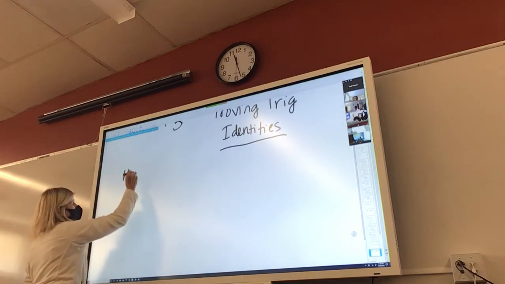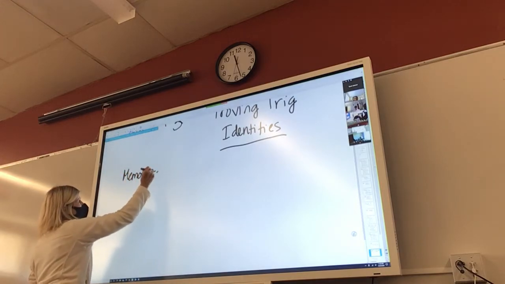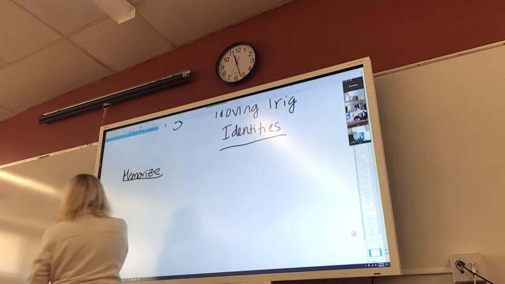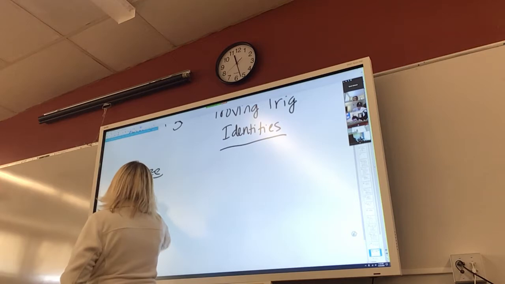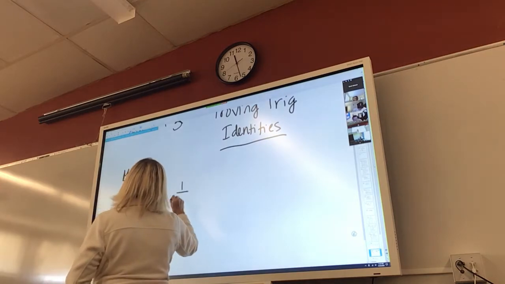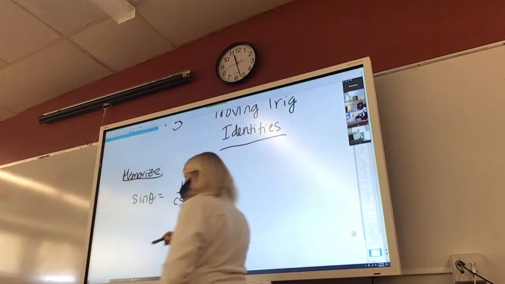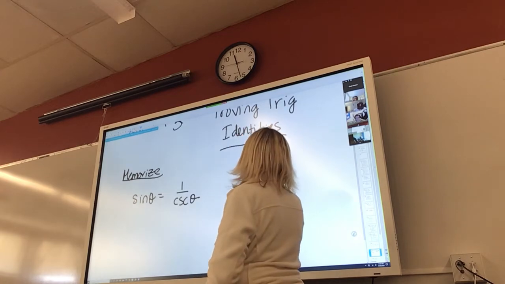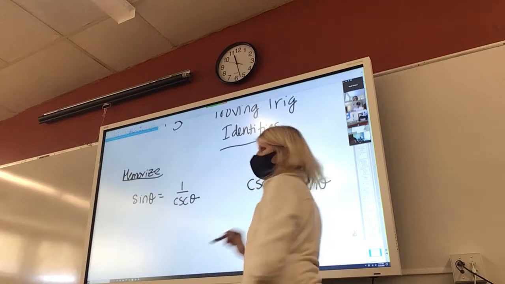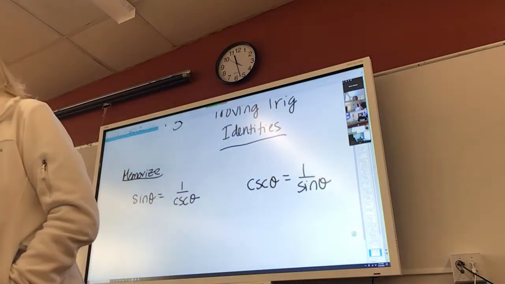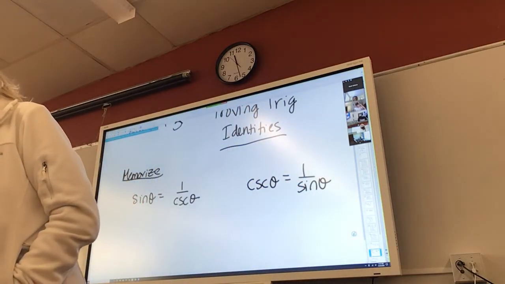Memorize. You need to memorize all of what I'm going to give you, okay? So, you know that sine of theta is equal to 1 over cosecant of theta. Therefore, cosecant of theta is 1 over sine of theta. They are reciprocal functions. Do you guys agree? Okay?